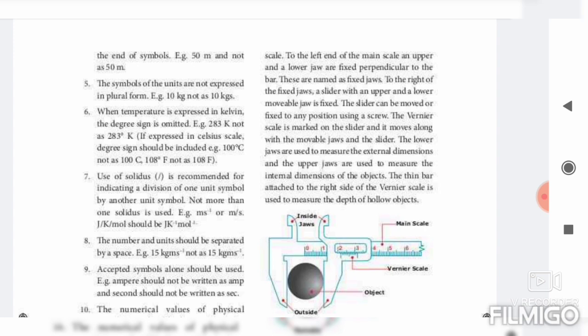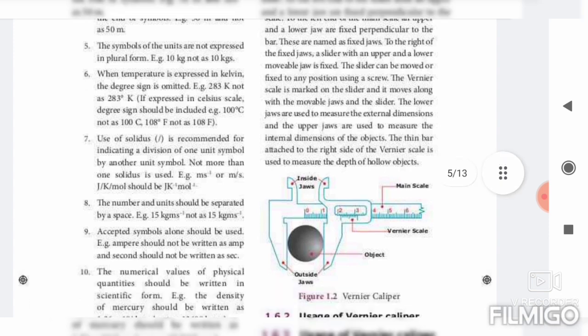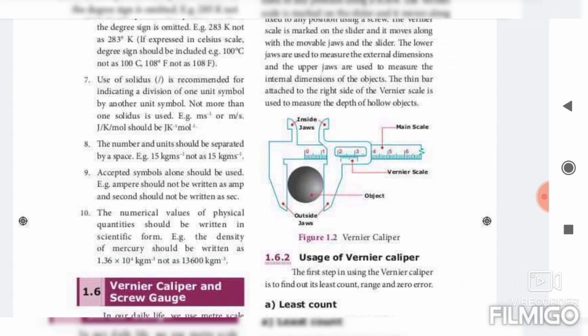The next, use of solidus is recommended for indicating a division of one unit symbol by another unit symbol. Then the number and unit should be separated by a space. Example also you have to write. Then only accepted symbols should be used. Example, ampere should not be written as amp. The numerical value of a physical quantity should be written in scientific form. Example, the density of mercury should be written as 1.36 into 10 power 4 kilogram meter power minus 3 and not as 13,600. Okay. So any 7 points, you already learned, just revise it.